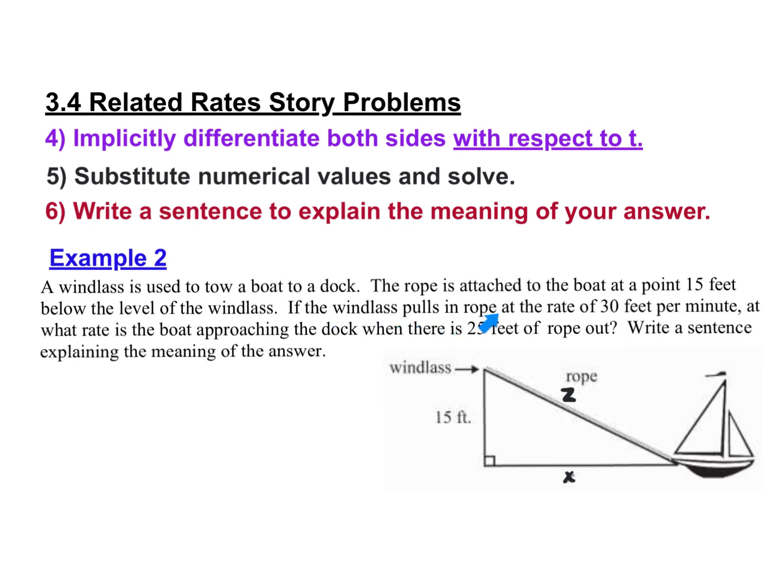The windlass pulls the rope in at a rate of 30 feet per minute. And so we want to know at what rate the boat is approaching the dock when there's 25 feet of rope out. So here's what we're talking about, just so we're clear.